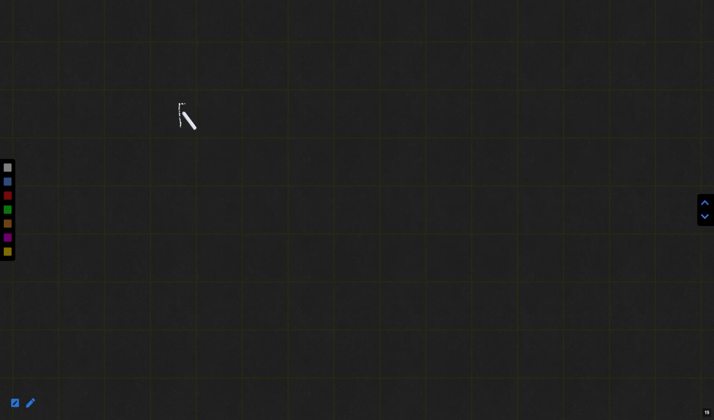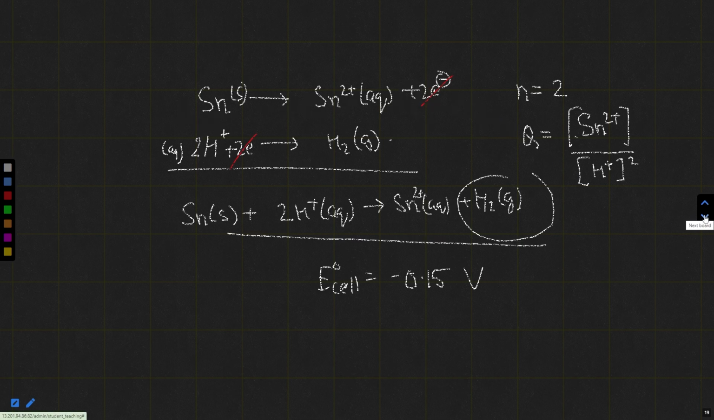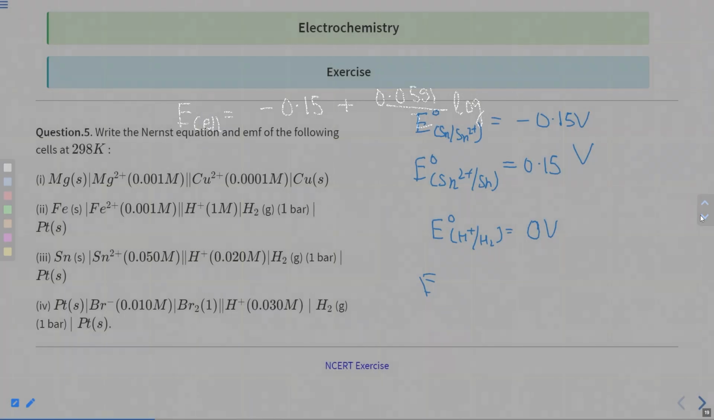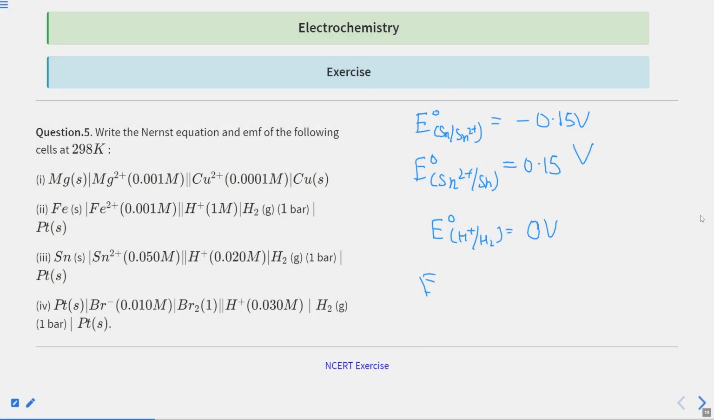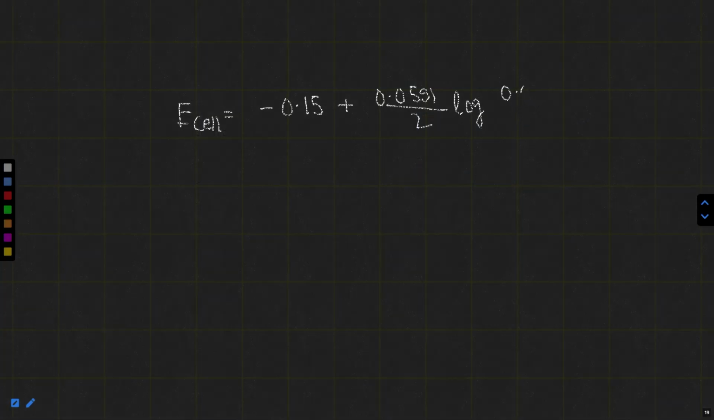Write the next equation. E cell will be equal to E naught cell, that is minus 0.15, plus RT by NF, that is 0.0591 by 2, log Q. We have seen Q, that is Sn2 plus concentration by H plus concentration square. So Sn2 plus concentration is 0.05 and H plus concentration is 0.02 and this will be squared. So let us now calculate the value.